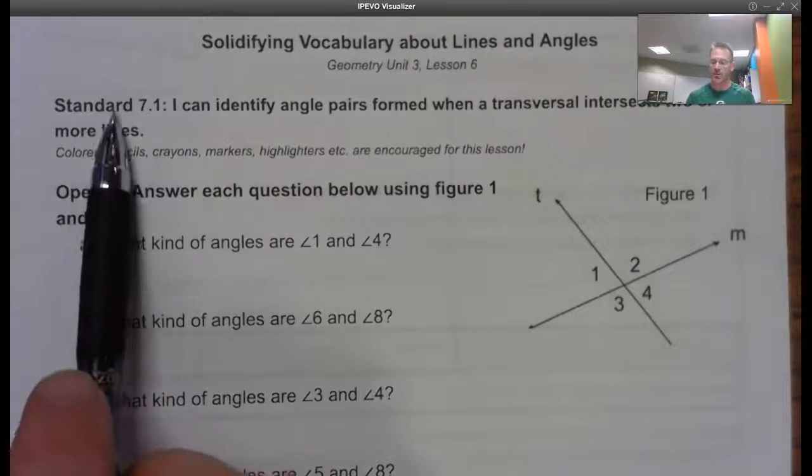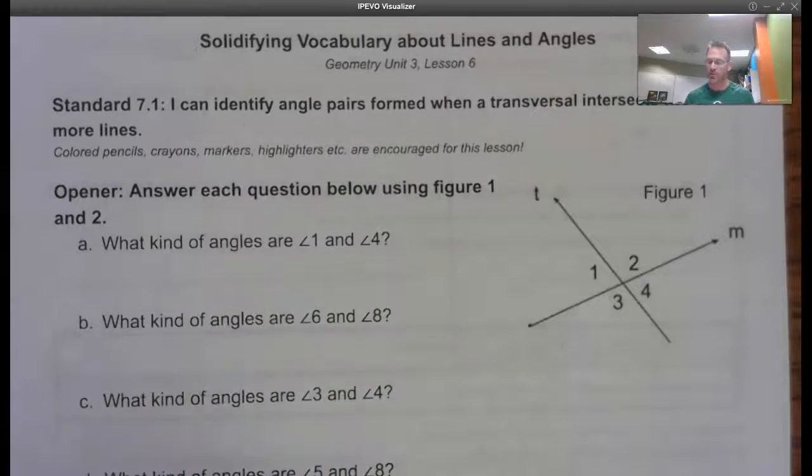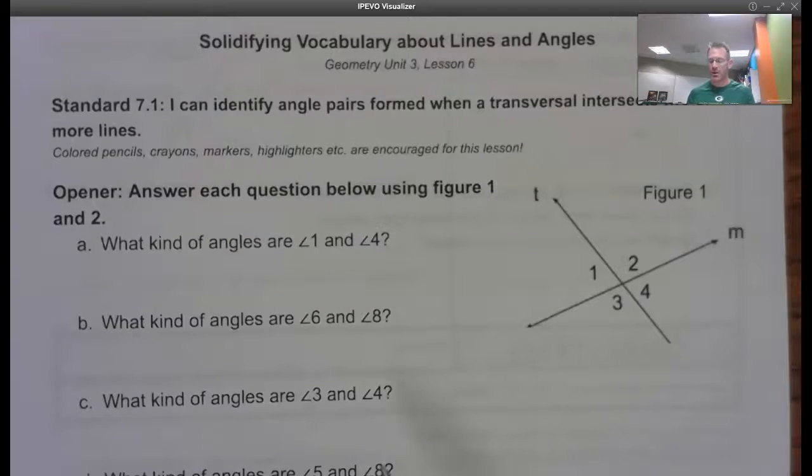So as you can see, standard 7.1, I can identify angle pairs formed when a transversal intersects two or more lines. And so what we're going to work on in this lesson, identifying special angle pairs, so that we can eventually identify some special relationships that might occur when we have parallel lines.